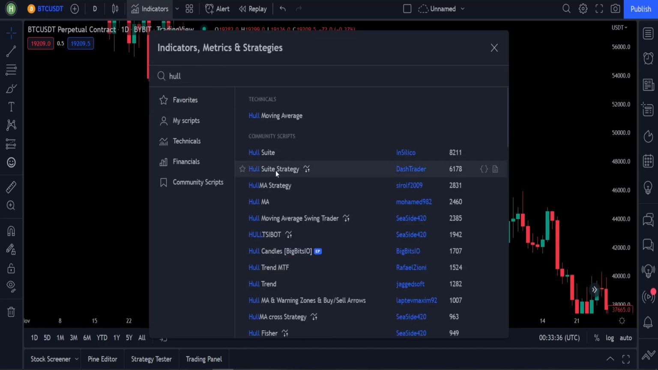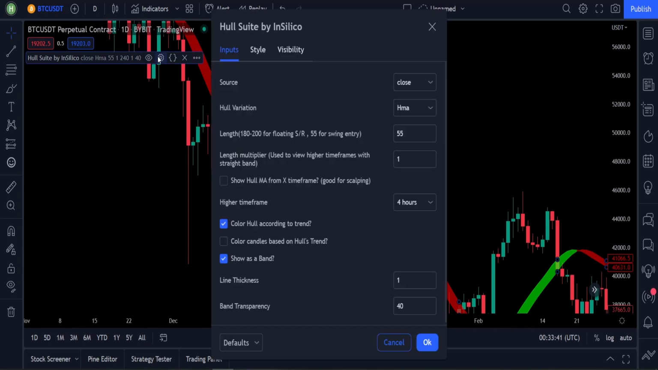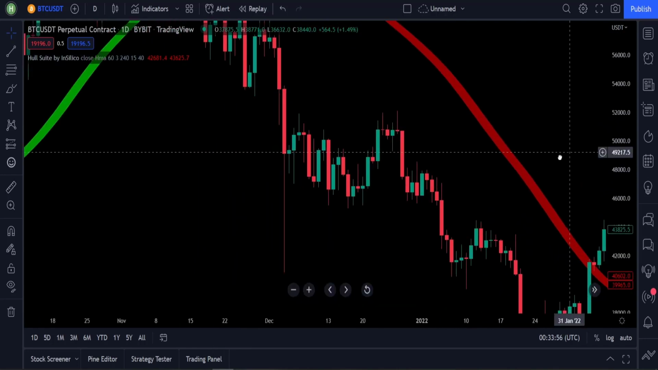And then we're going to make some changes to this, so we're going to go in settings, and we're going to change the length from 55 to 60. Then we're going to change the length multiplier from 1 to 3. And the last thing we're going to change on there is the line thickness from 1 to 15. And this is what it's going to look like. So now you've got that one indicator set up.